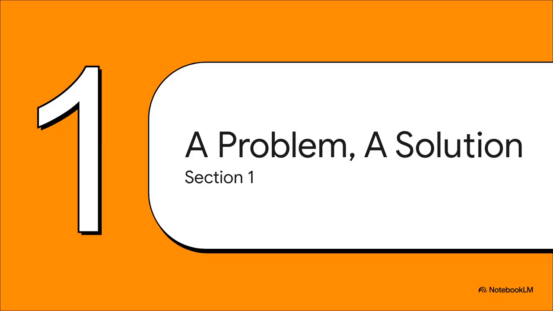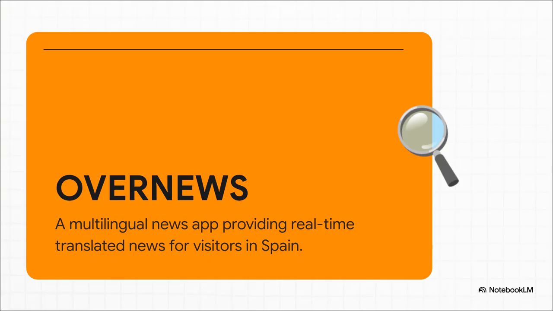Every great application, every single one, starts by solving a problem. So what was the problem that kicked off the whole idea for Overnews in the first place? Well, the core idea was to tackle the language barrier for international visitors in Spain. Imagine you're in a brand new country and you can't understand any of the local news. Overnews was built to fix exactly that.